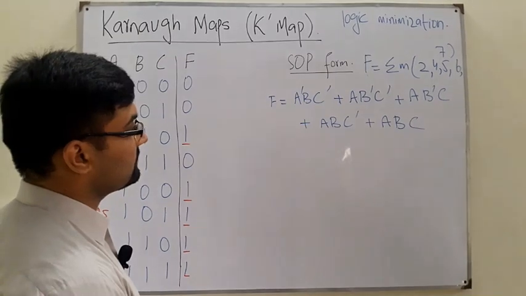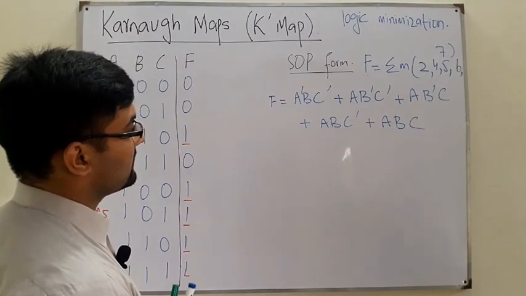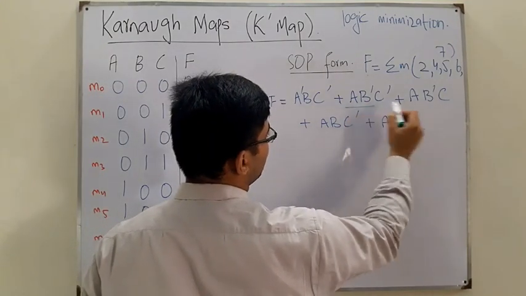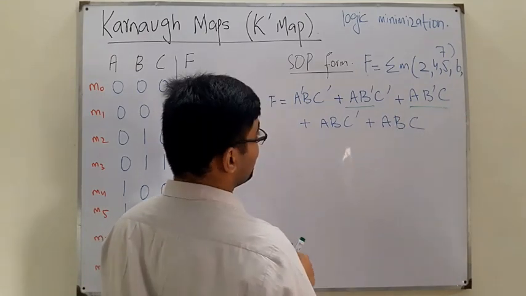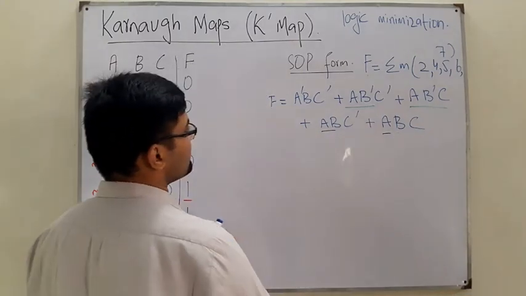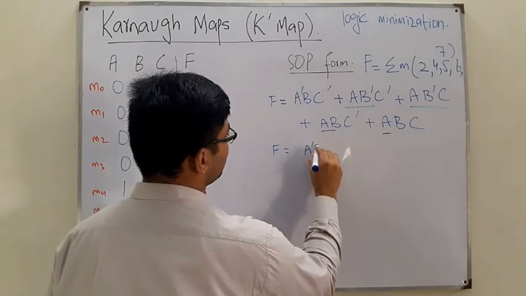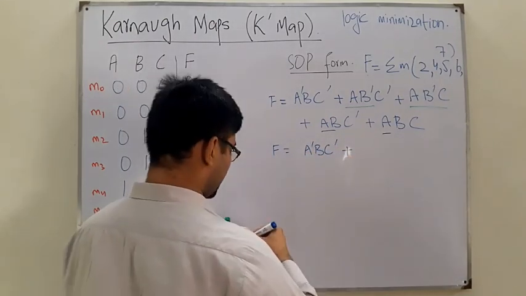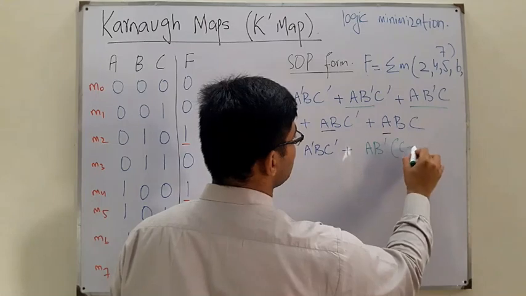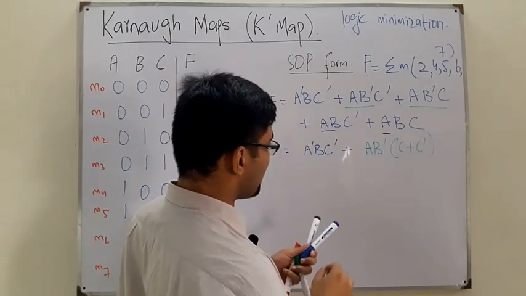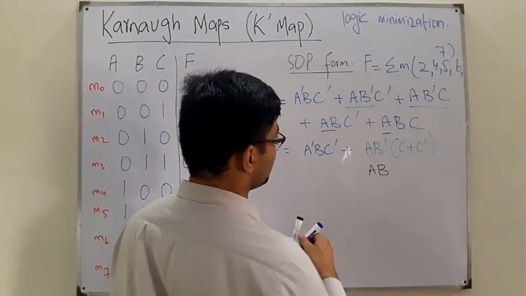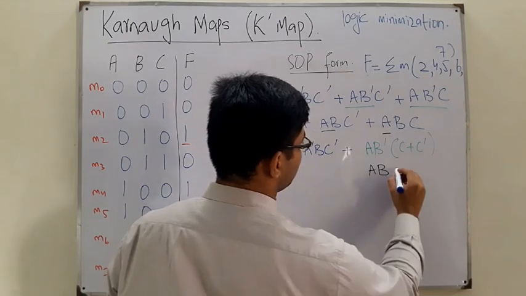All right, so now if you check, we have an A B complement common in these two, and we have an A B common in these two. So the first one comes as it is, F is equal to A complement B C complement, and then you take this A B complement common, and what remains is C plus C complement. And in the next, you have an A B common, and then what remains is again C plus C complement.